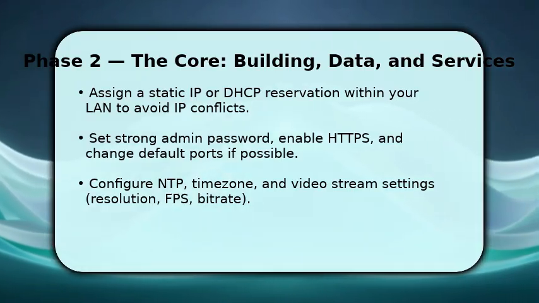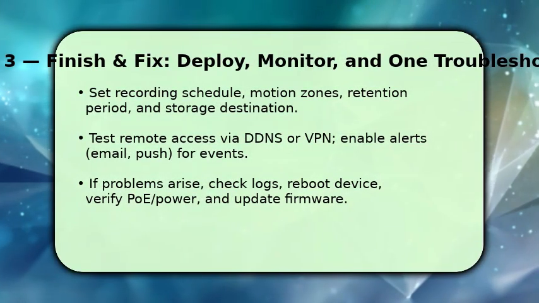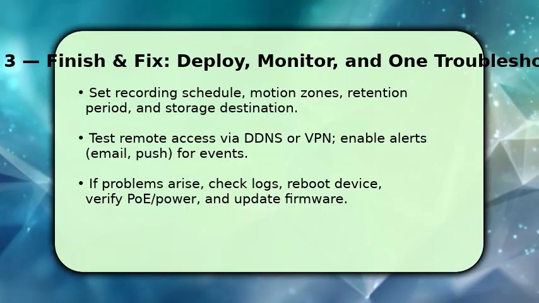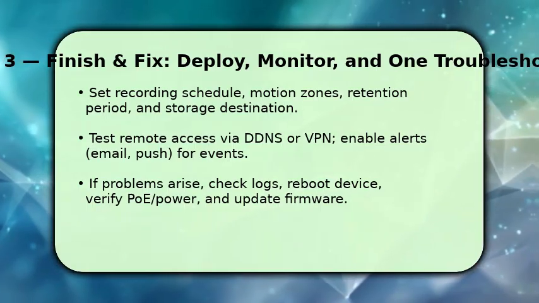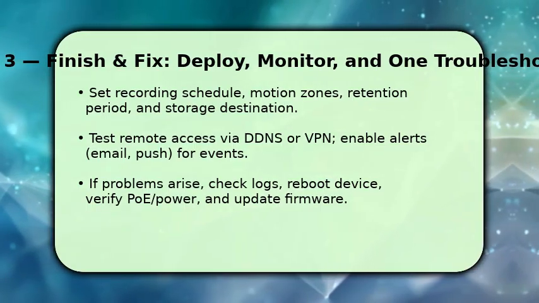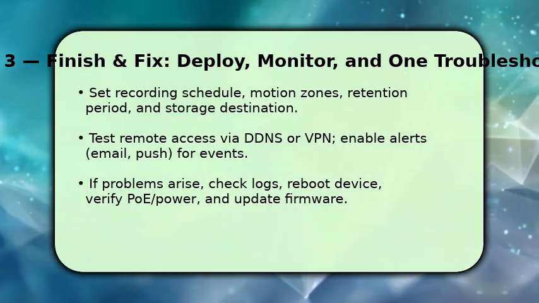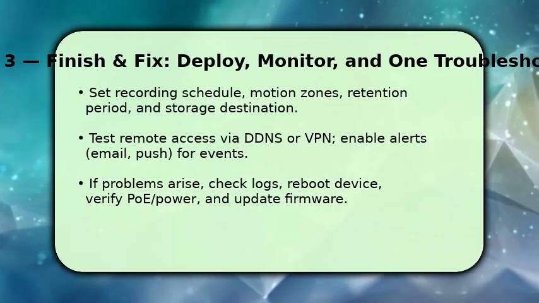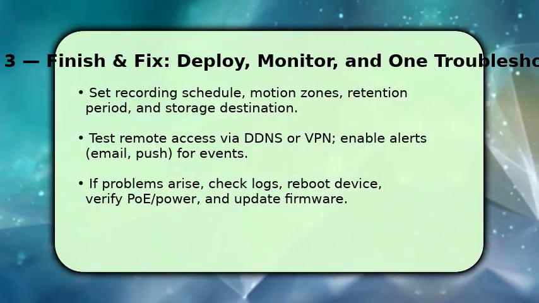You finish by configuring recording. Choose continuous or motion triggered, define motion zones to reduce false positives, and set retention and storage, local NVR or cloud. Next, enable remote access using DDNS or a VPN tunnel and test alerts so you receive events in real time. If something goes wrong, start troubleshooting.